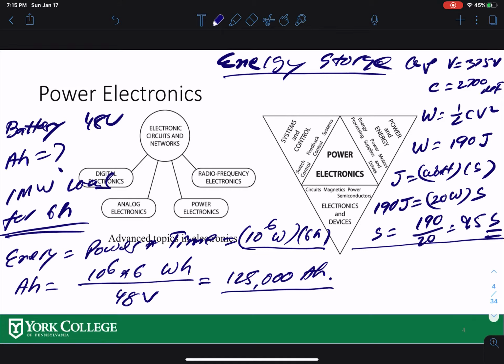Is this practical? You need too many batteries to connect in series and parallel to get to this. So that's why energy storage is the biggest challenge for the future if we move more into electric applications like electric cars and other things. So this is the biggest challenge for the future power electronics engineer.